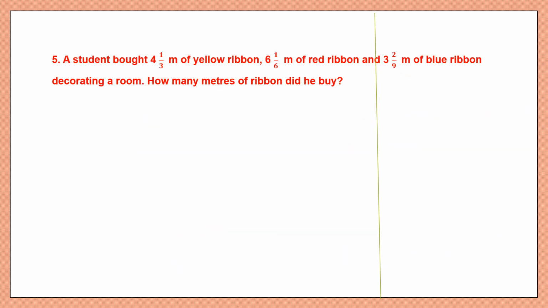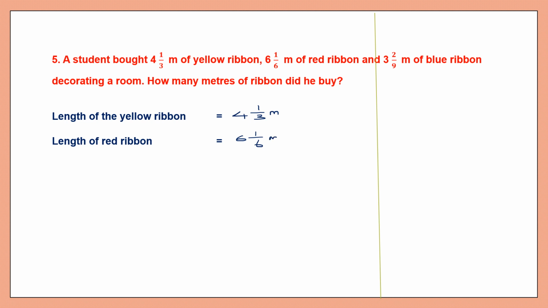Question 5. A student bought 4 1 by 3 meters of yellow ribbon, 6 1 by 6 meters of red ribbon and 3 2 by 9 meters of blue ribbon to decorate a room. How many meters of ribbon did he buy on the whole? Let's begin our statements. So length of the yellow ribbon. What's the length of the yellow ribbon? 4 1 by 3 meters. Then the length of the red ribbon is 6 1 by 6 meters. And the length of the blue ribbon is 3 2 by 9 meters.